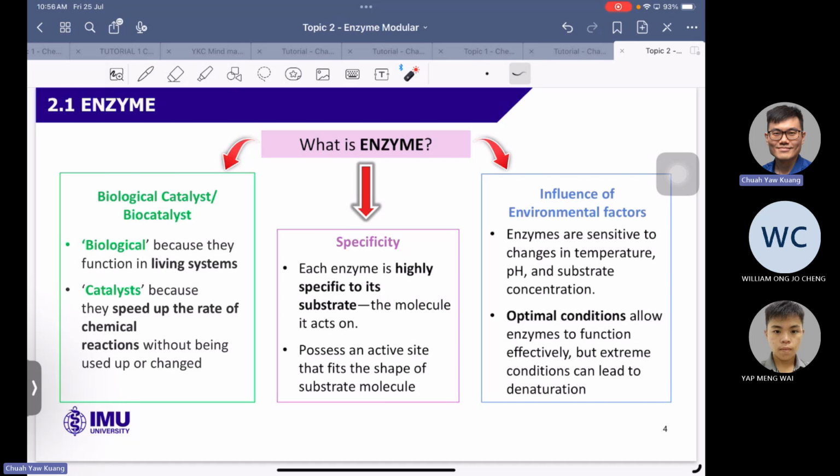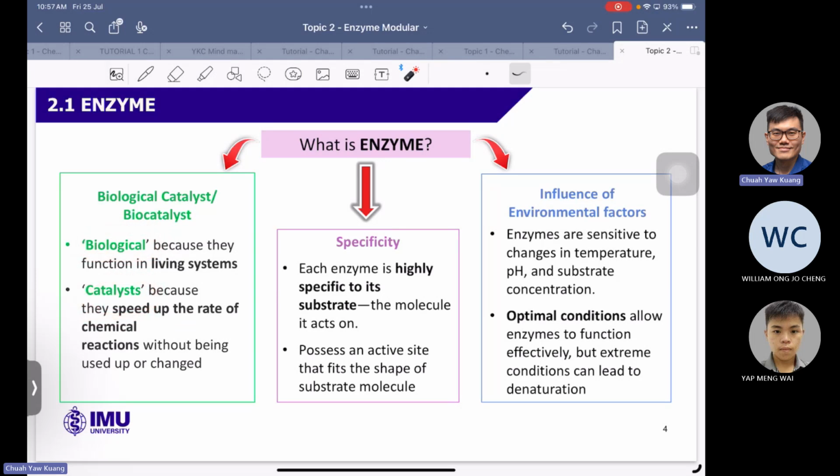All right. So the first one, enzyme. What is enzyme? Enzyme is actually a biological catalyst. It's not so right to say it is a catalyst only. Why? Because a catalyst can be a chemical catalyst. So enzyme is a biological catalyst because it's an organic compound that occurs in the living organism. That's why it's biological, and it's a catalyst because it speeds up the rate of reaction.